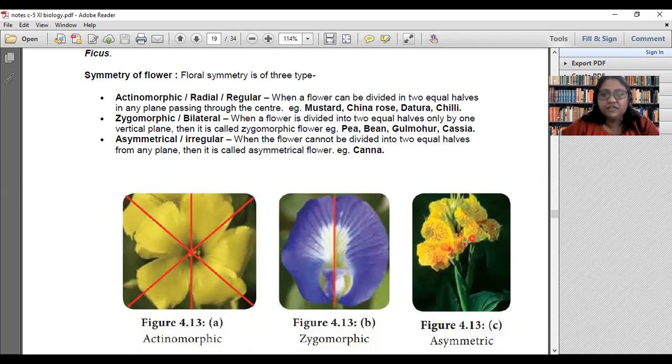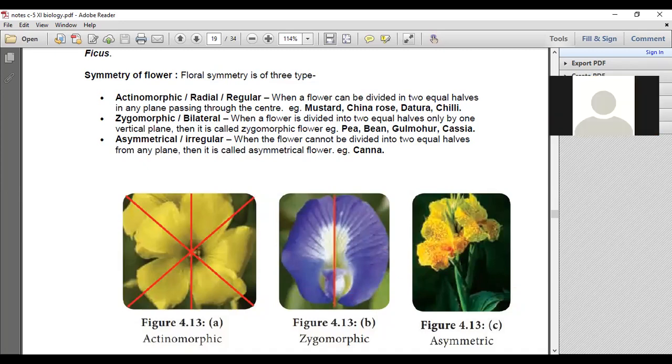This type of flowers are known as asymmetric flowers. Why? You cut it via any plane, they can never be divided into equal halves. For example, canna. कैना के फ्लावर देखिए आपने काफी बार डेकोरेशन के लिए यूज किया जाता है बेटा. I wish to show you the flowers of canna. Give me 1 minute.